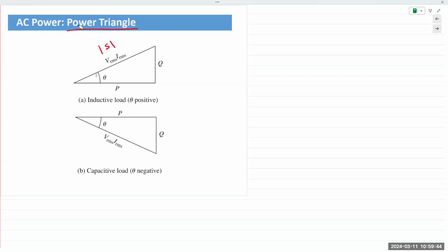In real life, obviously, power is never positive or negative. Power is just power, right? But in mathematical representation, we use positive and negative terms. So for an inductor, QL is positive. For a capacitor, QC is negative. And you can see the graphical representation.